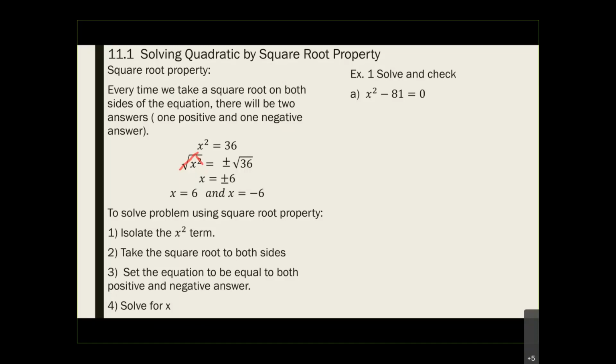But if you were to do this now, the first thing we have to do is isolate, get x by itself. To get x by itself, we add the 81 to the other side. If we add the 81 to the other side, we have x squared equal to 81, and to solve, we need to take a square root.